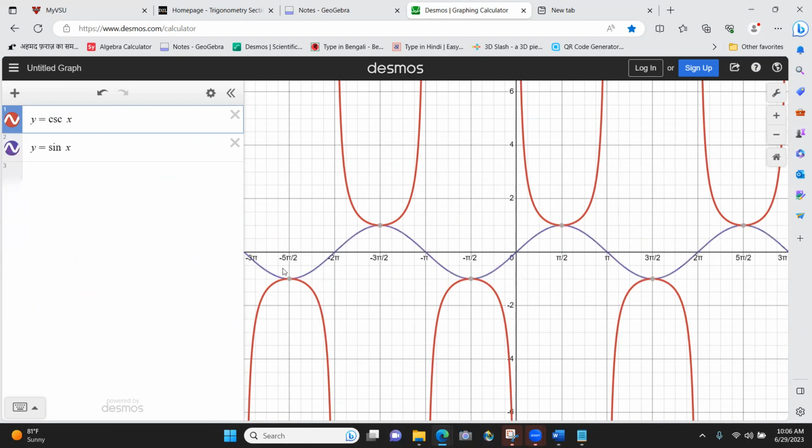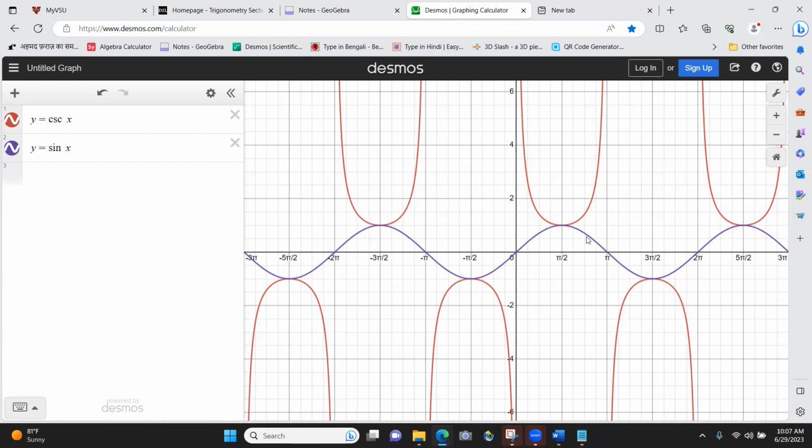Let's get rid of everything. Let's keep sine here. So the blue one is sine, and the red one is cosecant. And it makes a lot of sense, guys. Look, when sine is 1, the reciprocal of 1 is 1. When sine is 0 right here, you cannot divide by 0. So you have another vertical asymptote situation.